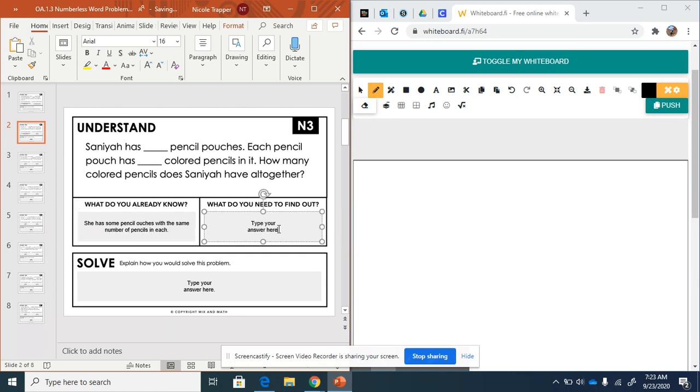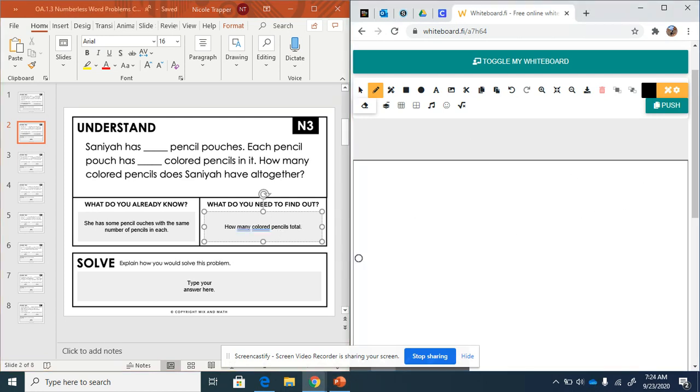What do I need to find out? I will go back and reread the question. How many colored pencils does Sanaya have altogether? So I need to find out how many colored pencils total. So I want to find the total number of colored pencils that she has.